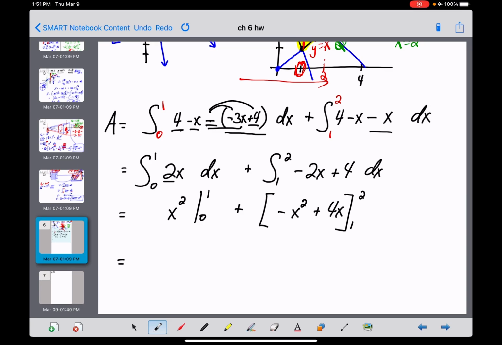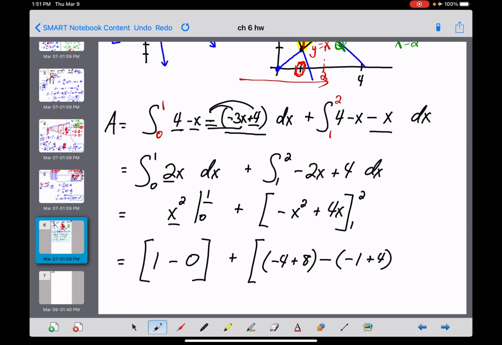So let's see where we are here, guys. This is just going to be 1 squared, so that's 1 minus 0. That was pretty quick and easy. I guess I'll put brackets around that to be consistent. Plus, this one should be a little bit tougher now. The opposite of 2 squared is a negative 4, plus 4 times 2 is 8. That takes care of the 2, and then minus, let's put a 1 in there. The opposite of 1 squared is negative 1, plus 4, and that'll give us that value right there.